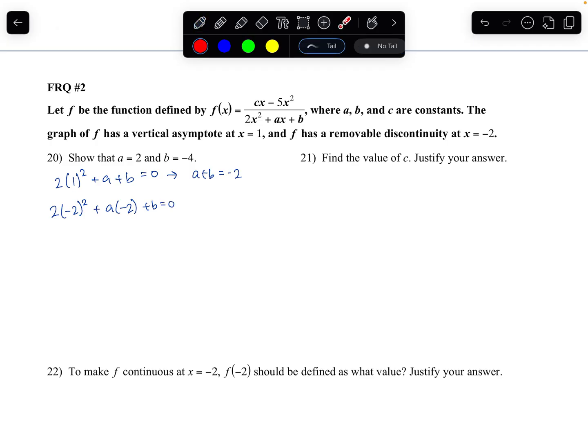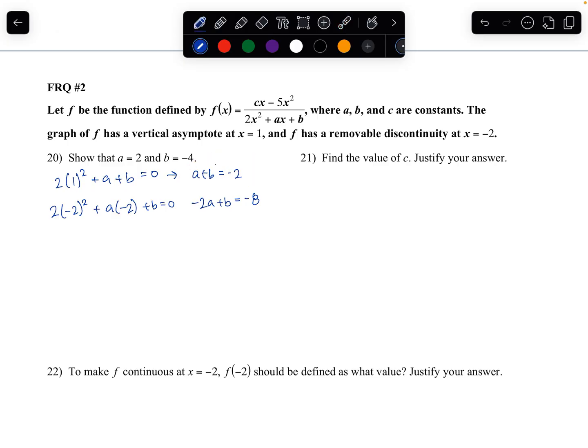We'll do some math there. We got negative 2 squared, which is going to be 4 times 2. So that's going to be positive 8. So then we'll have negative 2a plus b is equal to negative 8. And you can see here that we have a system of inequalities, or not inequalities, we have a system of equations. What we could do is solve for a, and then substitute that in for a, or vice versa, we could solve for b. So whichever one you guys like. I think I'll solve for b here.